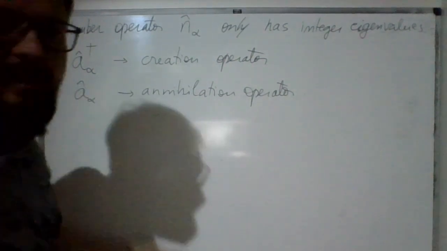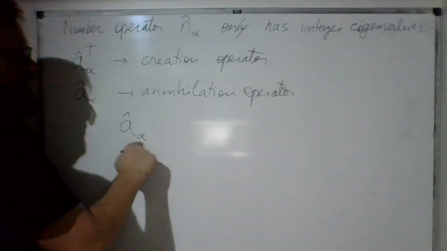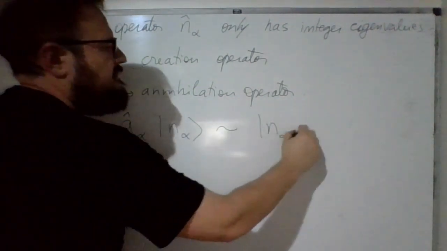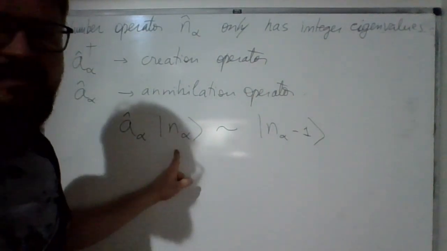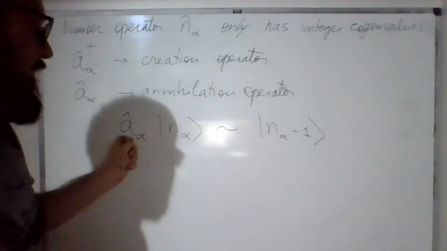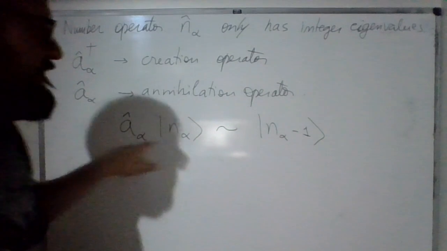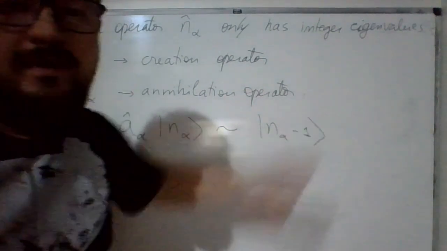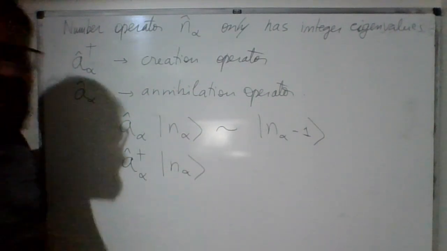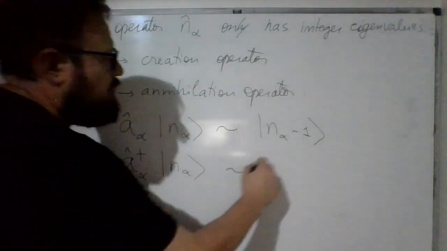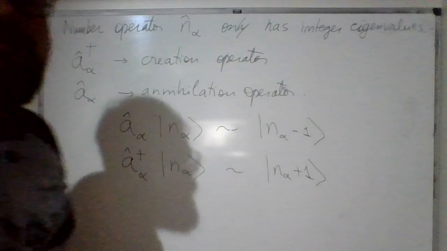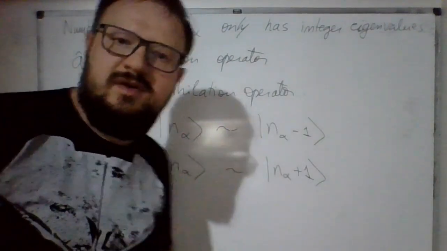And when they act on something, suppose A alpha acting on some state alpha, it will be proportional to the state n alpha minus 1. So it annihilates a particle in the state n alpha. Suppose you have 10 photons, to be specific, in a bosonic system, and you apply the annihilation operator. It annihilates a photon in the state alpha, and you arrive at the final state with n minus 1 photons. And also you can have a creation operator, which when acting on some ket with n particles in that quantum state will produce n plus 1 particles. The proportionality factors we will discuss when dealing with the specific cases of bosonic and fermionic fields.